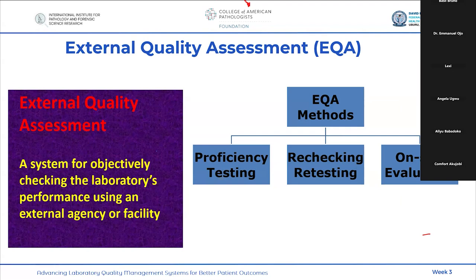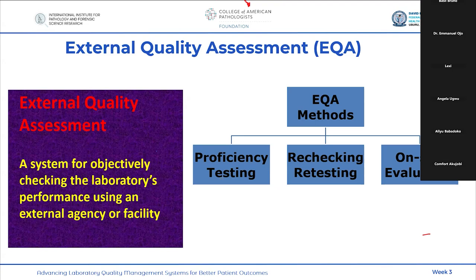And then there are 3 methods of EQA. We have the PT, and I made bold to say that PT is the commonest of all the EQA methods. We also have the rechecking and retesting, and on-site evaluation. Let me quickly touch on rechecking and retesting. Rechecking, of course, is used mostly in a TB program, AFB microscopy to be specific.